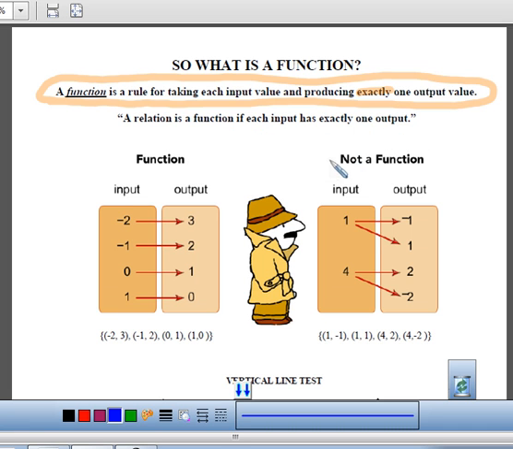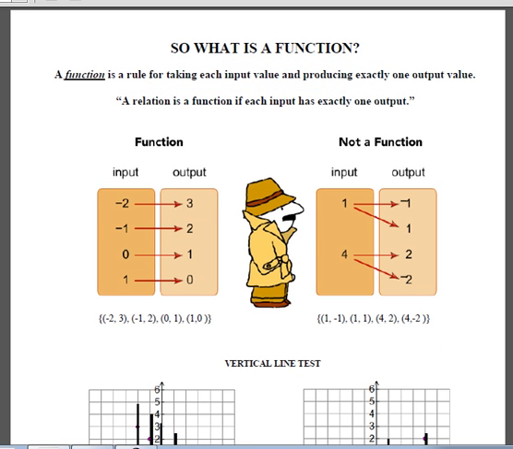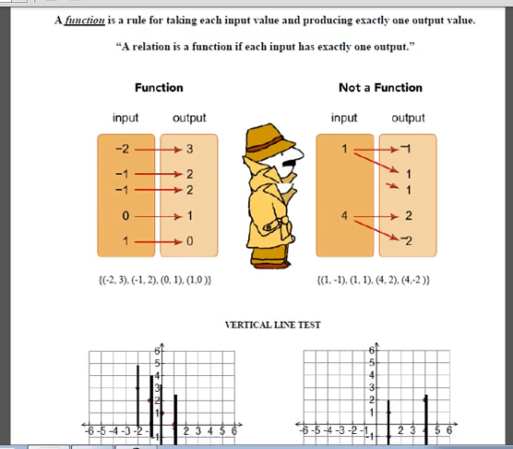You're going to be asked to identify if something is a function or not, and then explain. If it is a function, this is the statement you're going to say: it is a function because each input has exactly one output. If it's not a function, then you're going to say it's not because of what we just said. Alright, so here are the same examples from the other page.